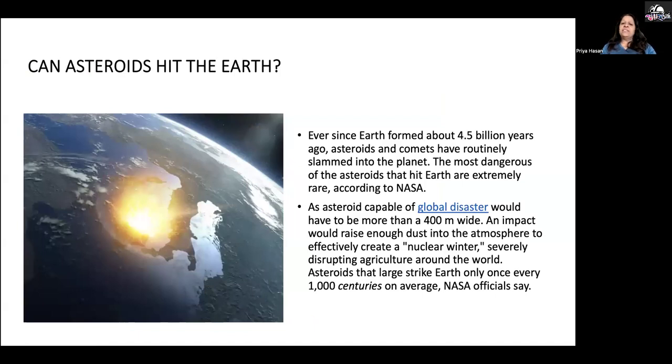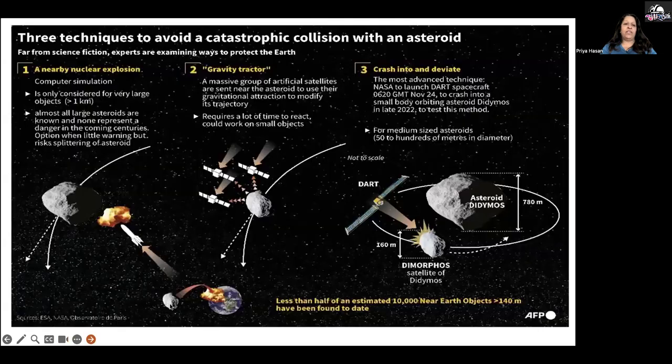Now, can they hit the Earth? Obviously, they can. Since the Earth was formed 4.5 billion years ago, there have been routine hits. And like I said, an asteroid capable of global disaster would have to be more than 400 meters wide. And asteroids can strike the Earth often enough.